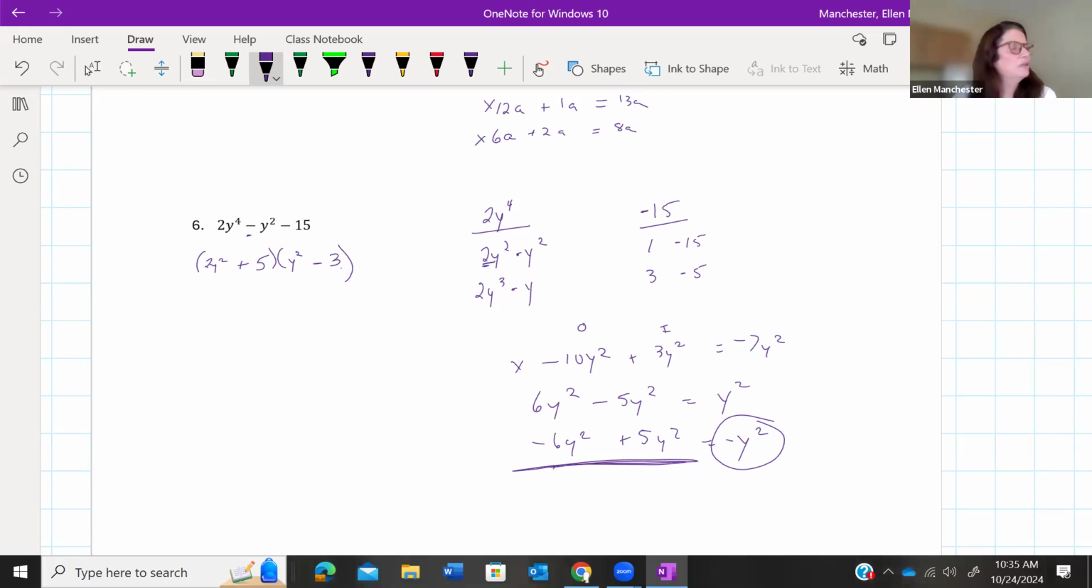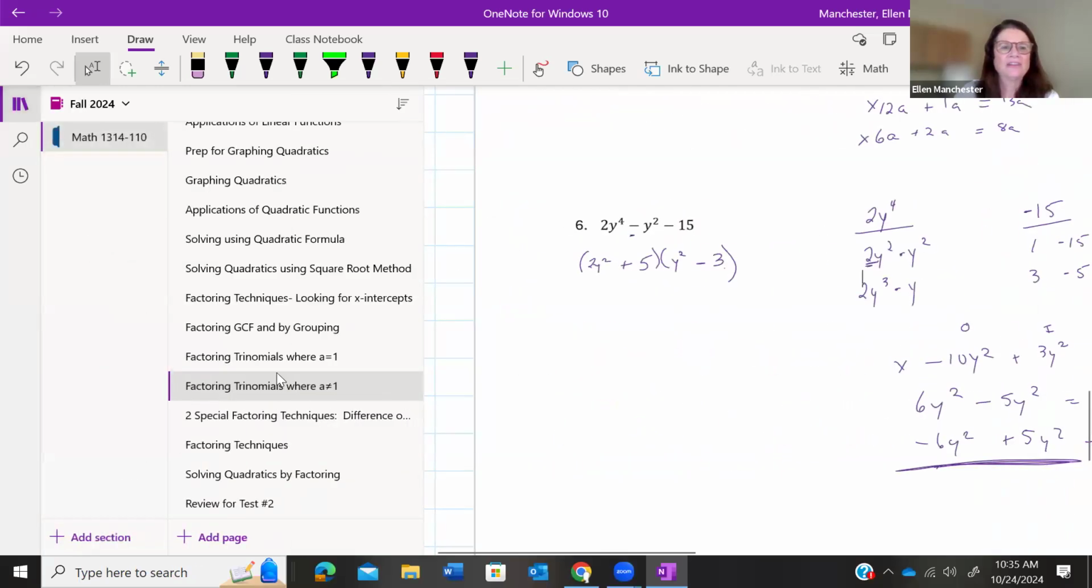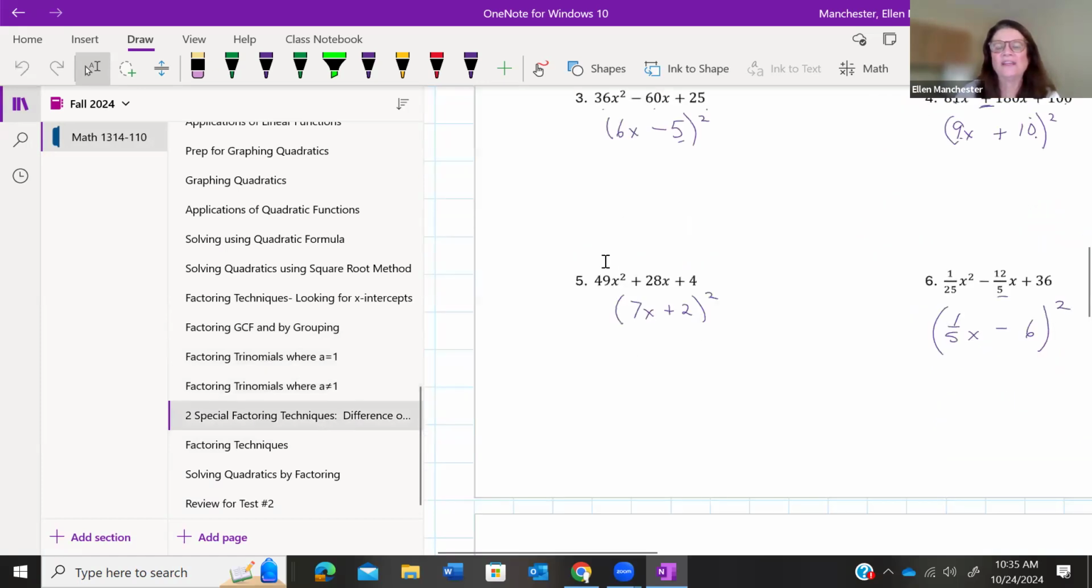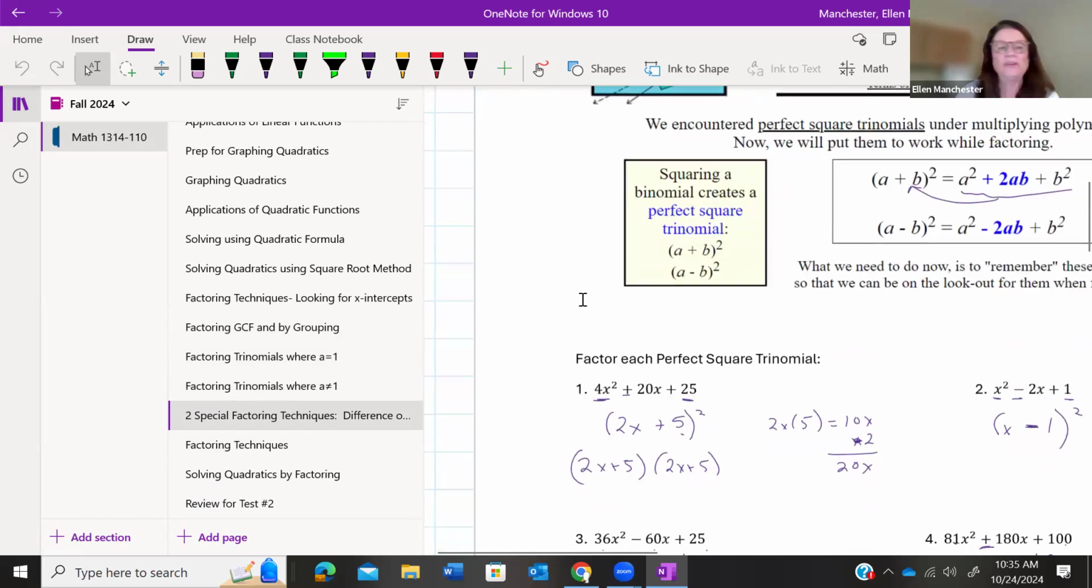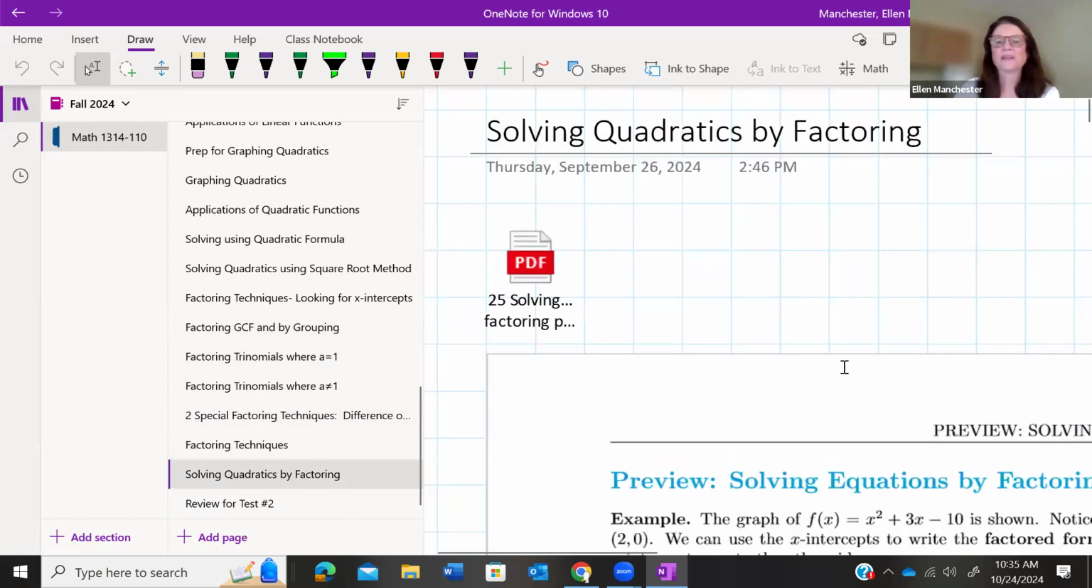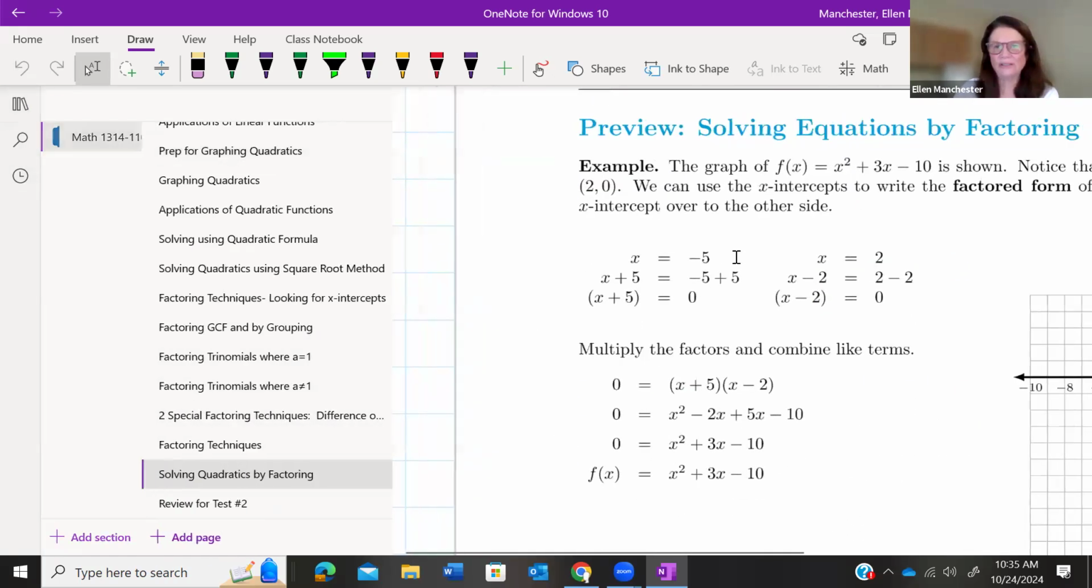Okay. Now, here's the good news. You're not going to see a lot of these. The majority of them are going to be the trinomials, factoring greatest common factor, and factor by grouping. And then the two special ones, the perfect square trinomials and the difference of two squares. Those are going to be the ones that you're going to see the most of. Okay, all right, so how do we get to solving?